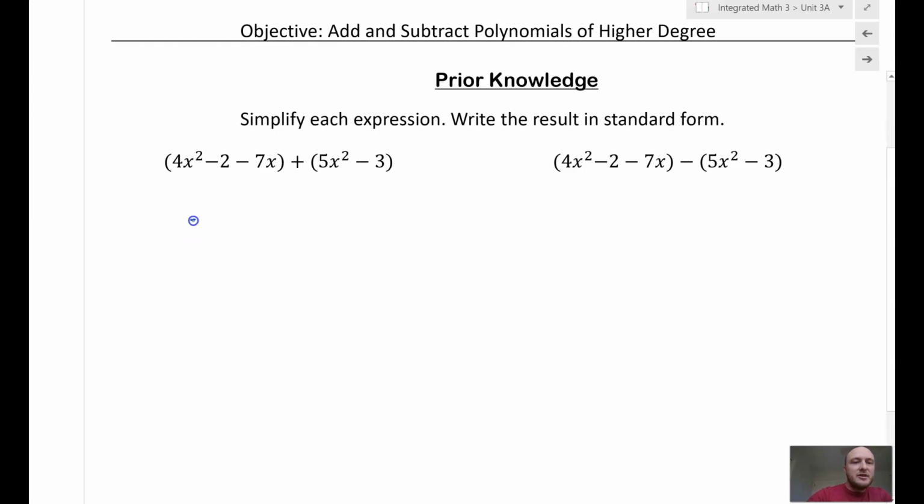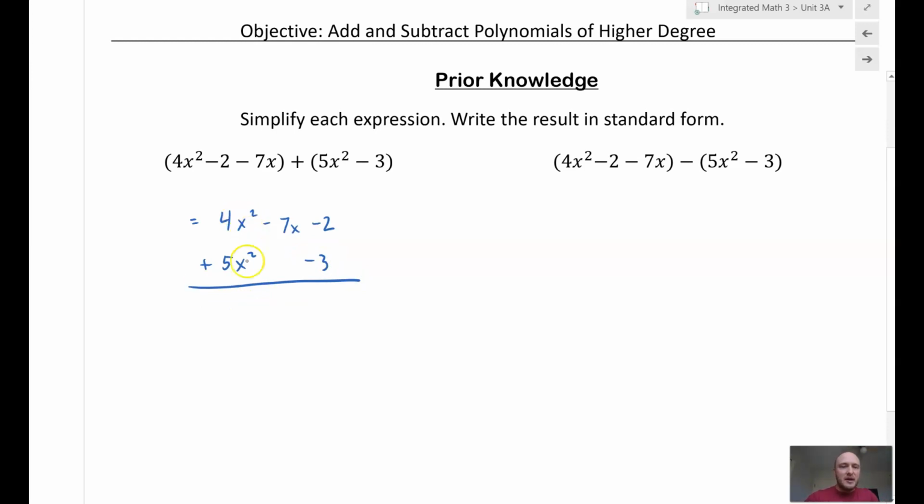I'm going to use a method called vertical stacking. What I do is I take my first polynomial and I write it in standard form. And then I place the second polynomial underneath it, also in standard form. And notice what I'm doing is I'm going to stack like terms.